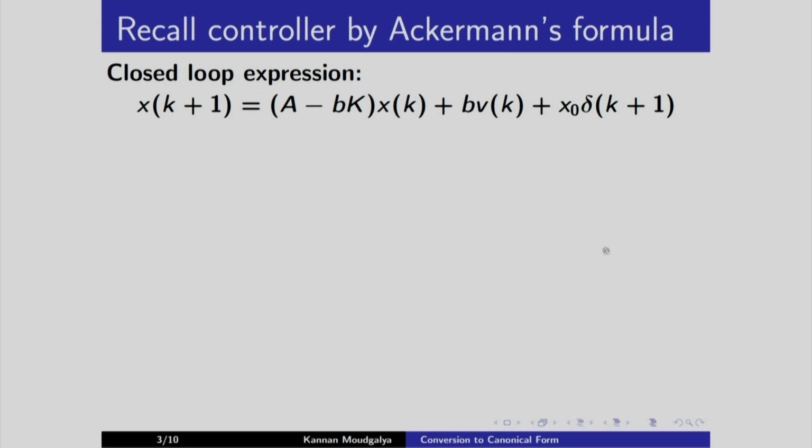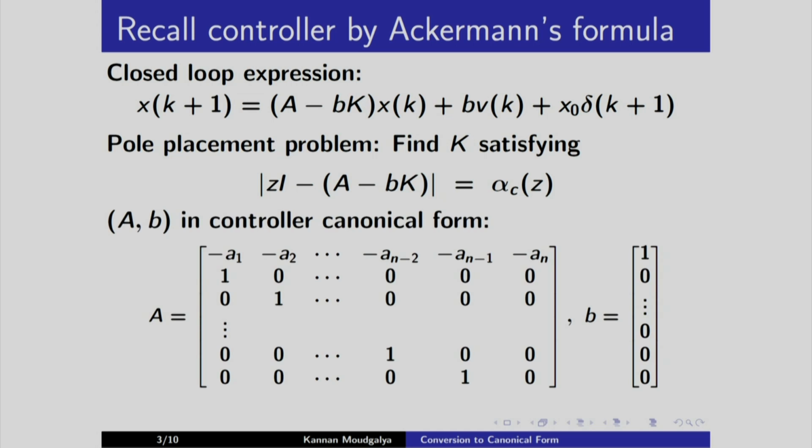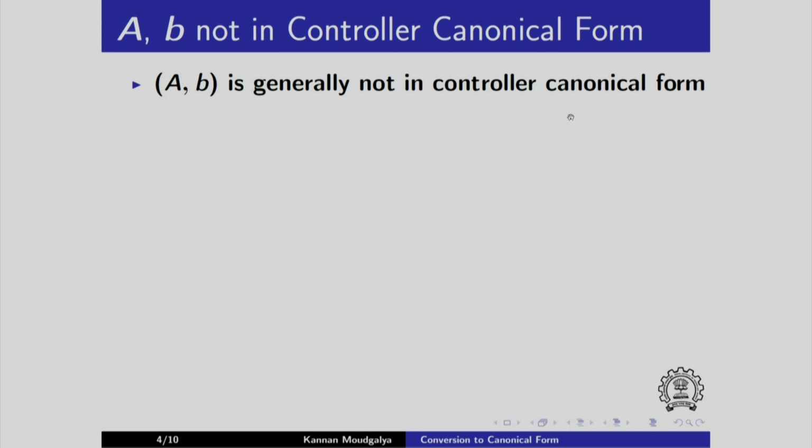Let us recall the material already covered in the previous video. Here is the closed loop expression. This is the control design problem, and we assumed A and B to be in controller canonical form, and we got the control law to be the last row of alpha C of A, where alpha C is the desired polynomial. But as mentioned earlier, A, B is generally not in controller canonical form.